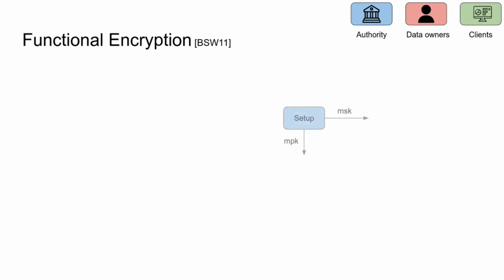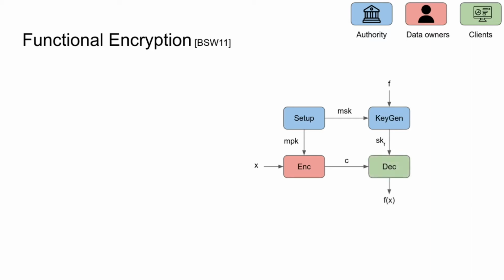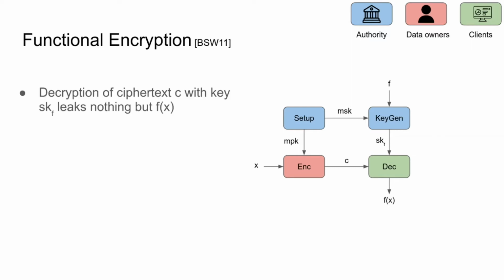The authority runs a setup algorithm defining a system-wide encryption key, called the master public key, and data owners can use such key to encrypt their data. The authority also distributes so-called function keys to clients, and a client holding a function key for a certain function f can learn f of x from a ciphertext encrypting data x. In short, function encryption ensures that the client learns f of x and nothing more.